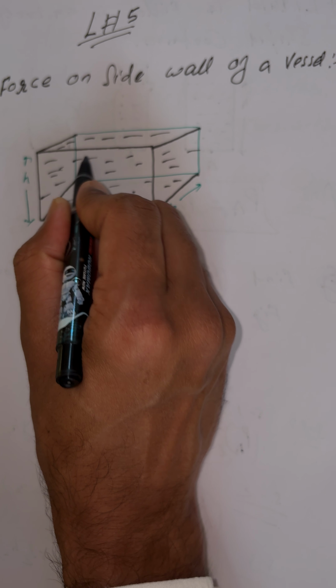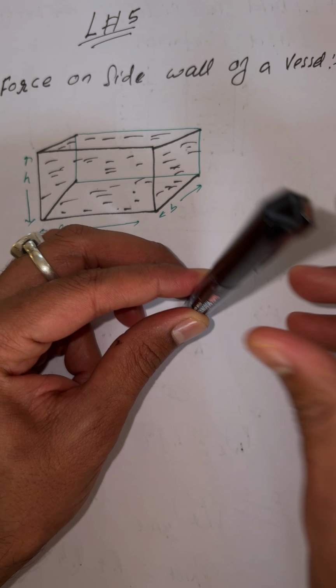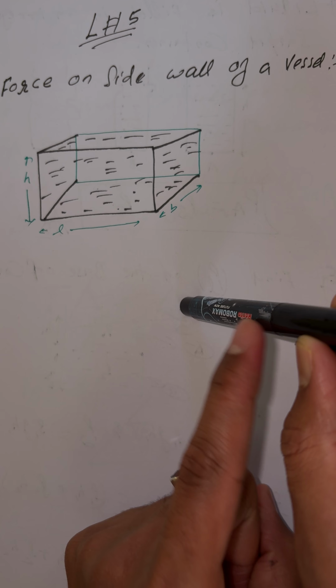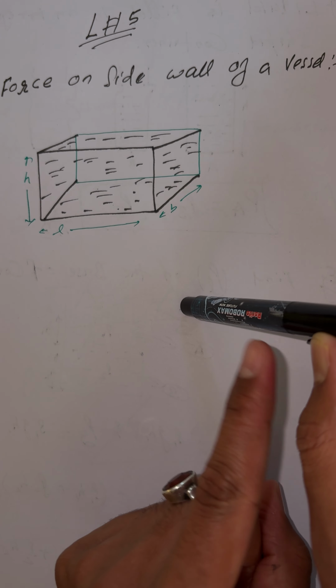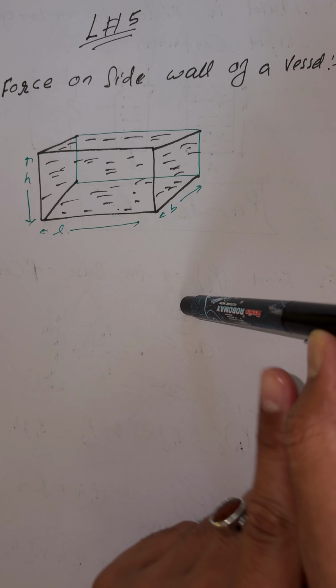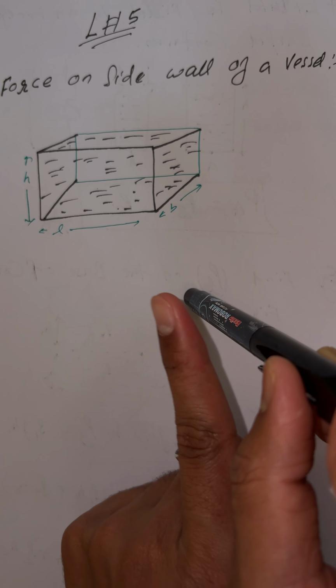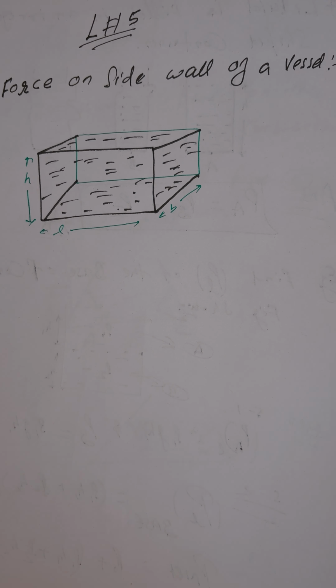So what is the thing we have to find? Force on a side wall of the container. Students, you can take an example. Let us suppose this is the container, filled with a liquid. The liquid inside the container acts always normal to the surfaces. So this is the direction of the normal force on the container. We have to find this value basically.